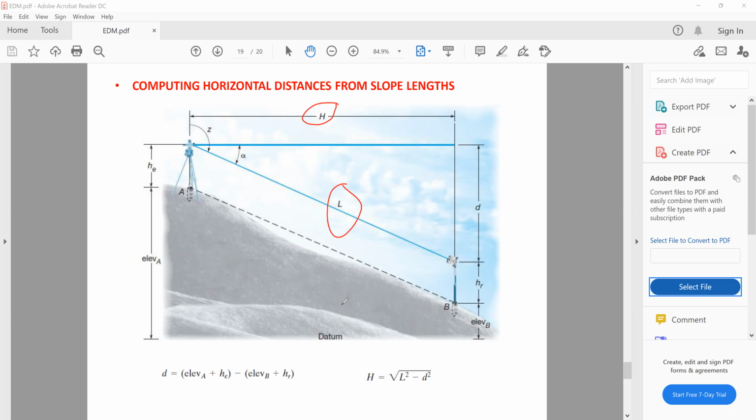So the instrument is already giving us the inclined distance. But what we need to find out is the elevation difference between the 2 points. For that, if the benchmark of A is known and the height of instrument is known, and similarly at the other end, if the B point is also a benchmark, reduced level is known, and the height of the instrument is known, using these we can find out the elevation difference, which is D. And then by using this equation, we can find out the horizontal distance. So this is how you can use an EDM to find out horizontal distance when the EDM is giving you inclined distances.